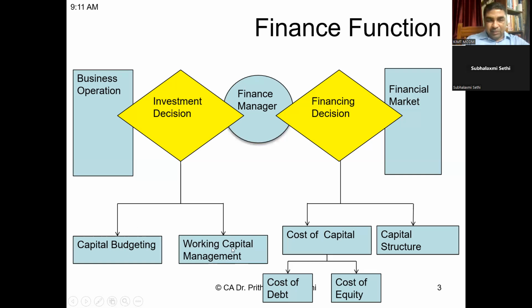As you can see, it is divided into two categories. In the financing decision, he considers the cost of capital, and he also decides the capital structure. Cost of capital means debt and equity. Therefore, cost of debt and cost of equity both are important.